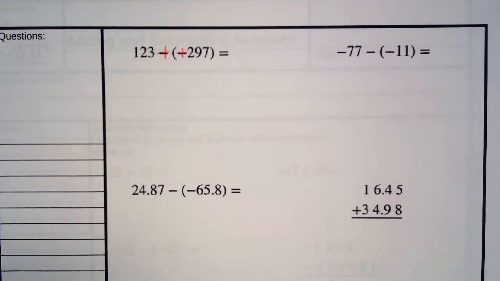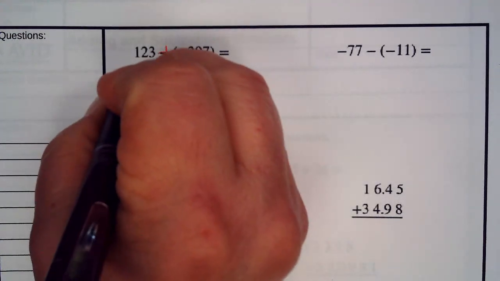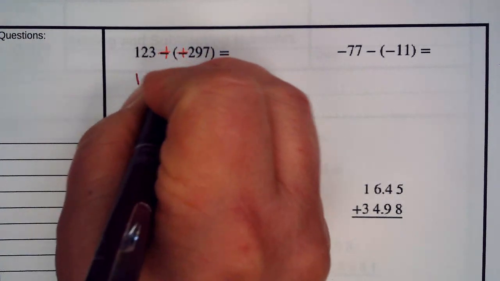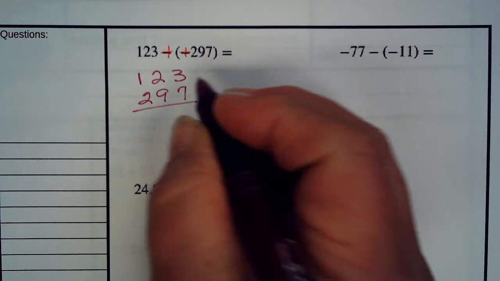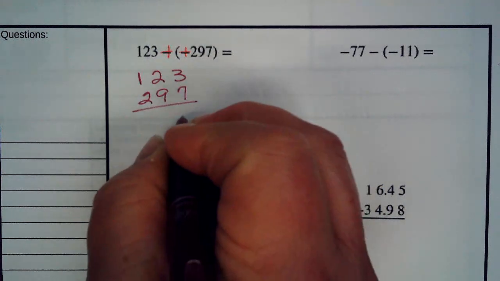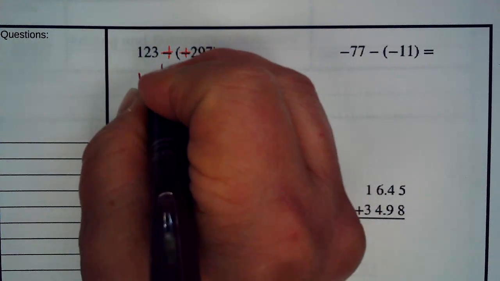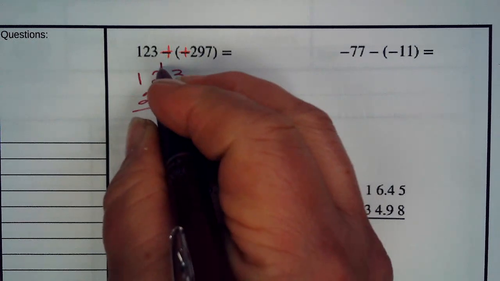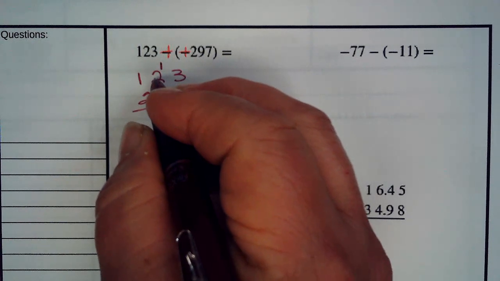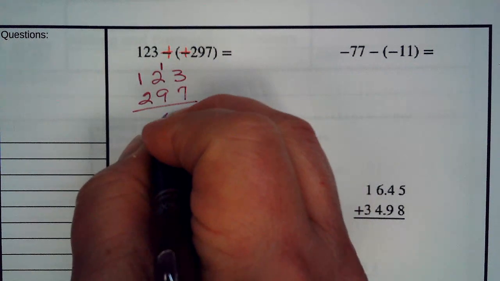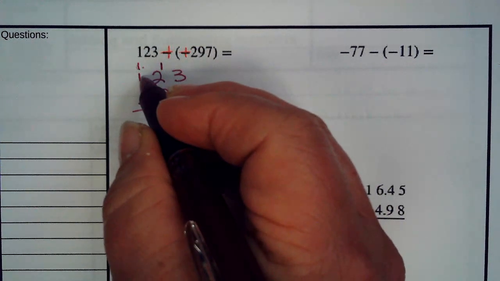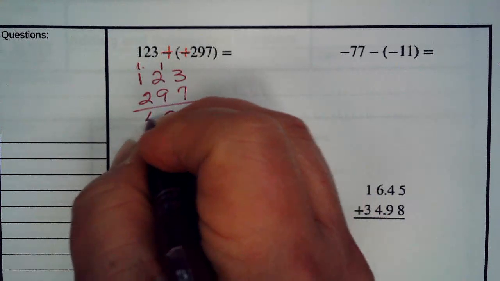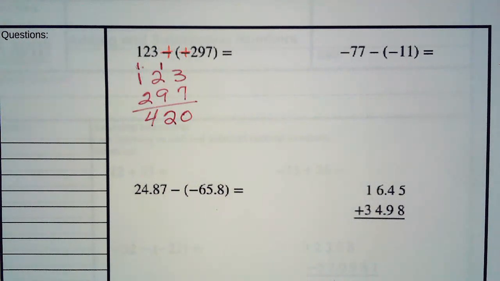So, both of them are 3 digits. It's going to be kind of hard to do in my head, so I will set up those columns. 123 and 297. 3 plus 7 is 10. Bring the 0 down, carry the 1. 1 plus 2 is 3. 3 plus 9 is 12. Put the 2 down, carry the 1. 1 plus 1 is 2. 2 plus 2 is 4, and we are done.